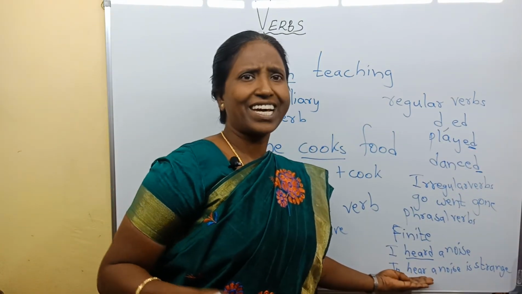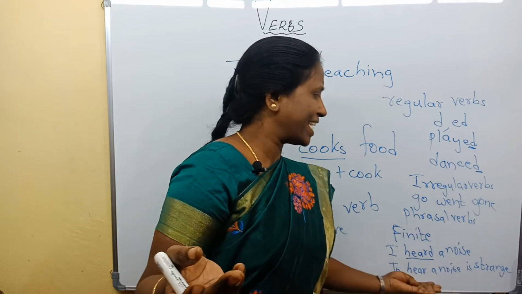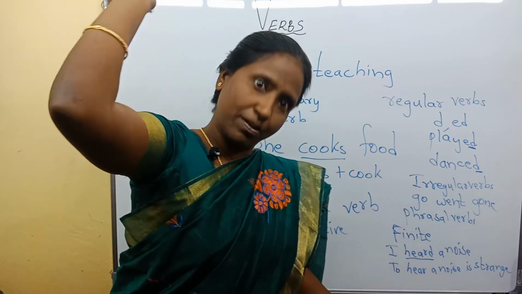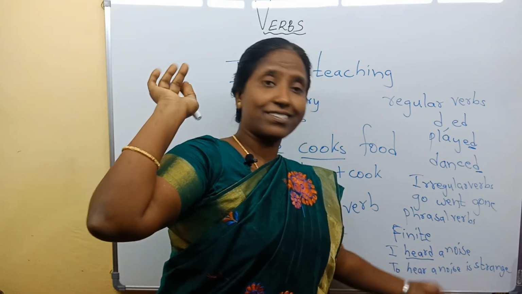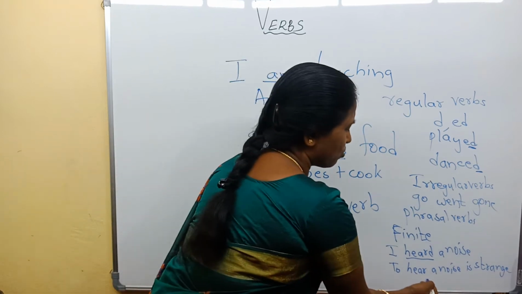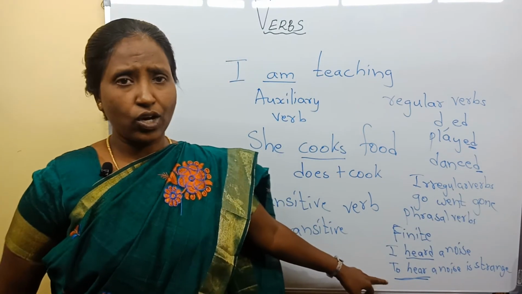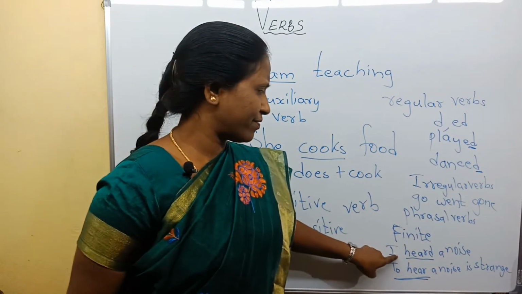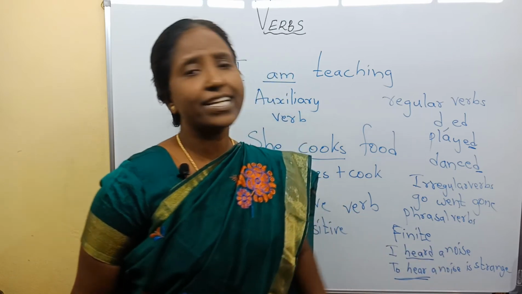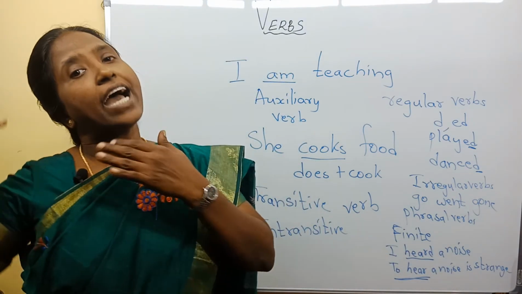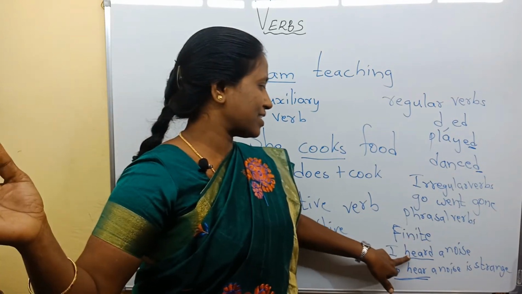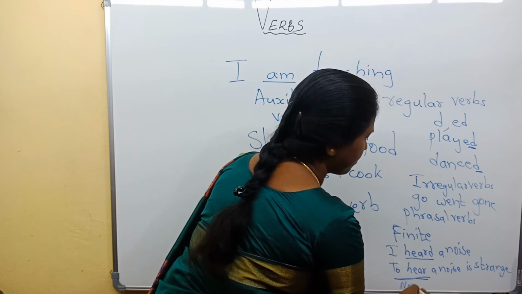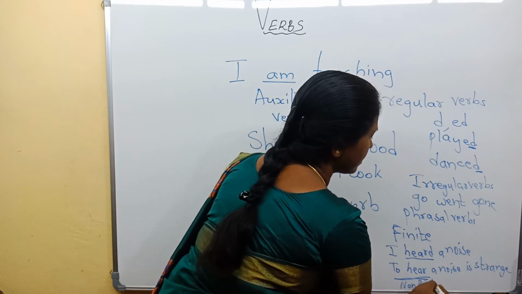To hear, here there is no tense. If I say, to hear a noise was strange, that is past tense. To hear a noise will be strange, that will be future tense. To hear a noise is strange is present tense. So there is no tense in to hear. The rest of the sentence decides what tense it will be in. Whereas in I heard, the heard itself tells us that the action has already occurred. So this is a finite verb. This is a non-finite verb. Non-finite means it doesn't tell about the tense.